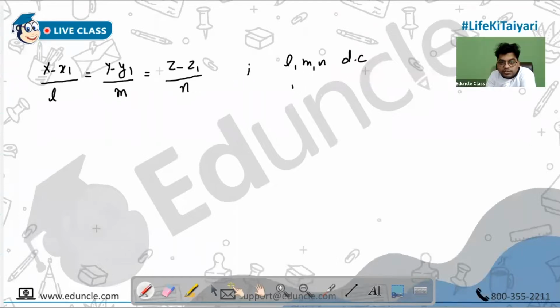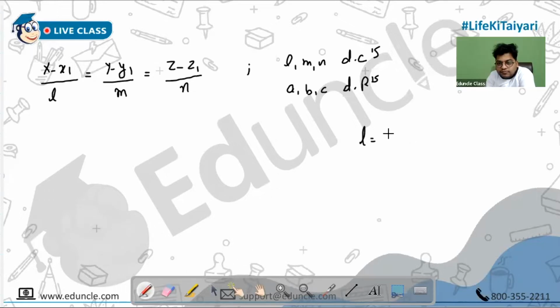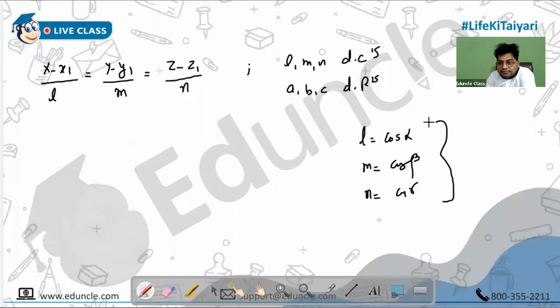And if you want, you can also write a, b, c; those are direction ratios. There is no problem, you know all these things. What is direction cosine, what is direction ratio? l is equal to cos alpha, m is equal to cos beta, n is equal to cos gamma. Direction cosine: basically the line makes the angle alpha with the x-axis, beta with the y-axis, and gamma with the z-axis, and the cosines are called the direction cosines. Okay, done. You know this kind of thing basically.